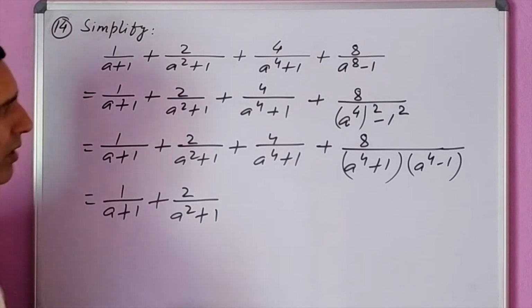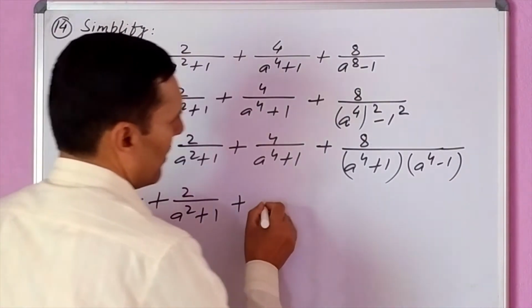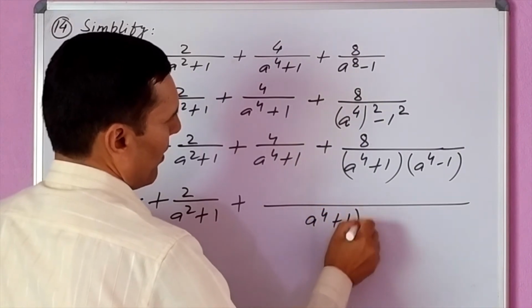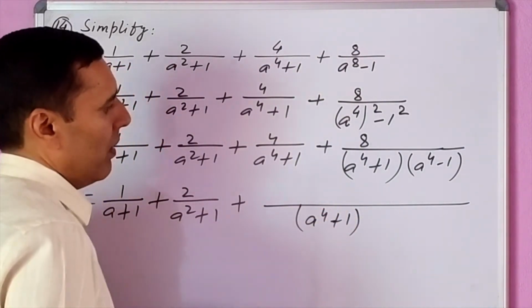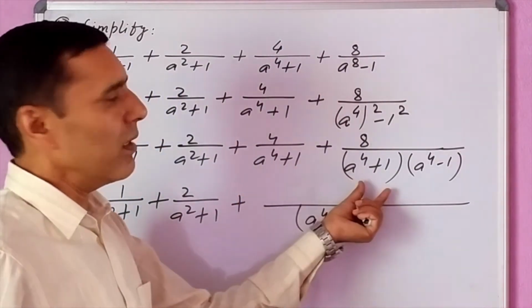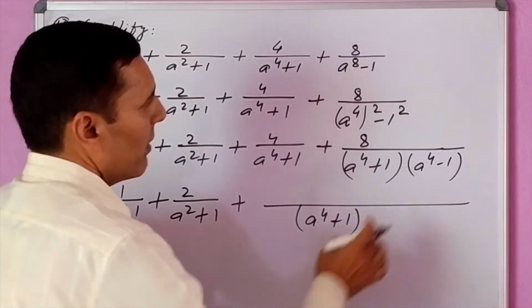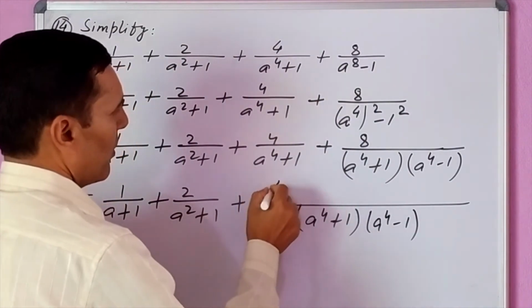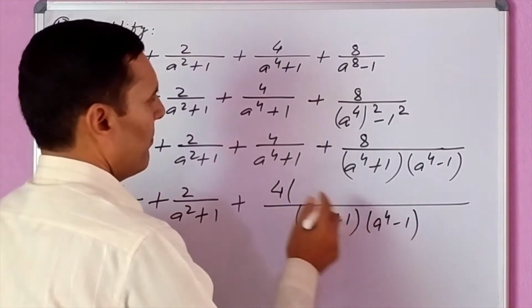We leave the first two terms as it is and we take the LCM from the last two terms. So what is our LCM? a^4 + 1. It is common in the third and fourth denominator, and what is remaining there? a^4 - 1. So with this 4, what is remaining?